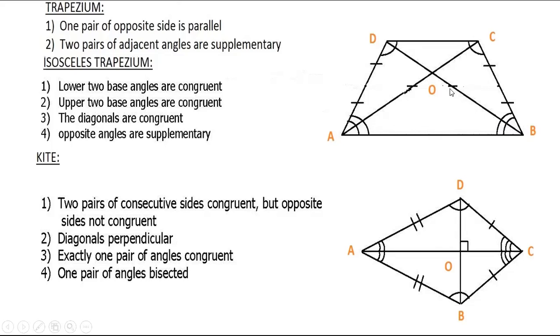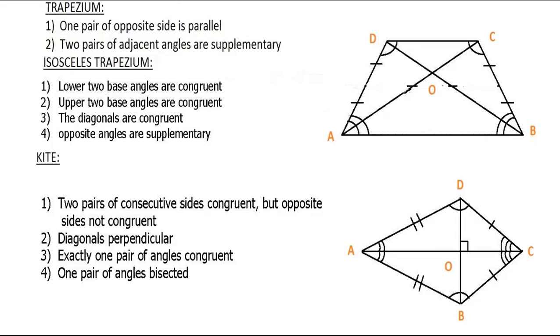The other base angle pair is on the upper side, that is angle D and angle C. Angle D and angle C are also equal. The diagonals are congruent, AC and BD. These are the two diagonals of the isosceles trapezium, and these two diagonals are congruent.